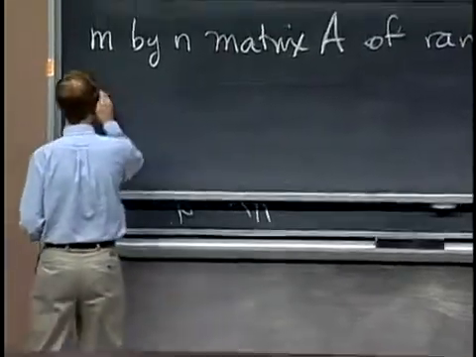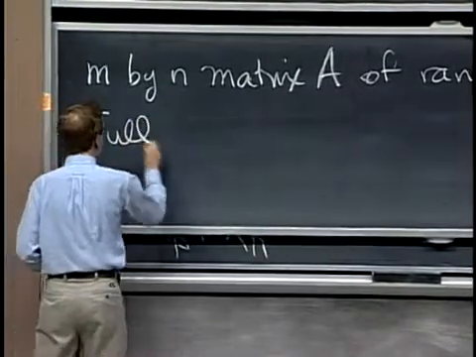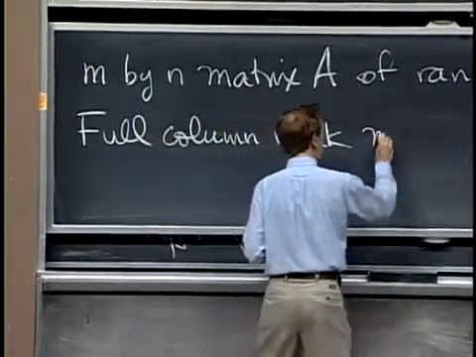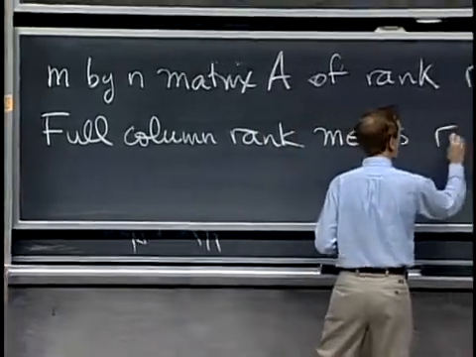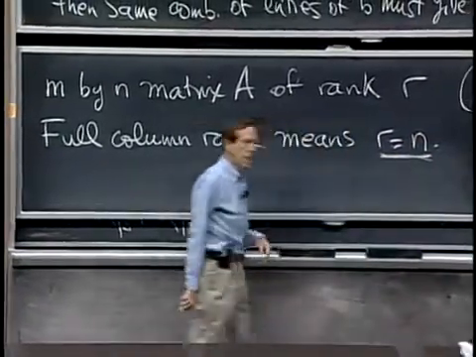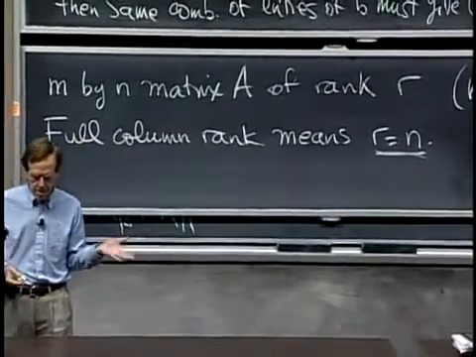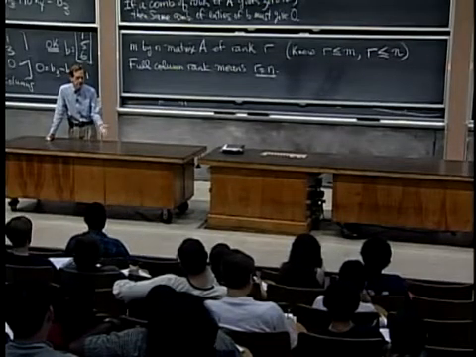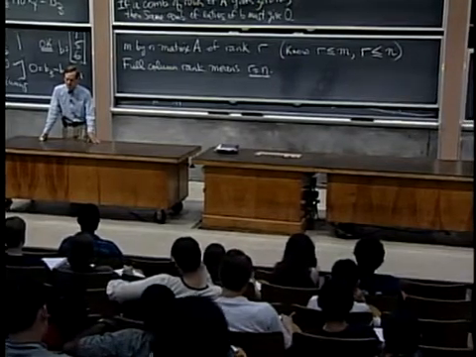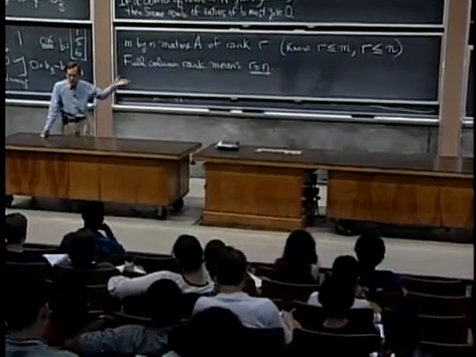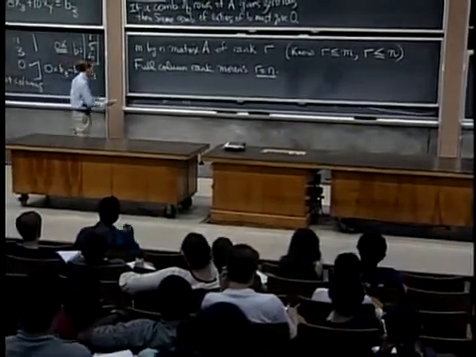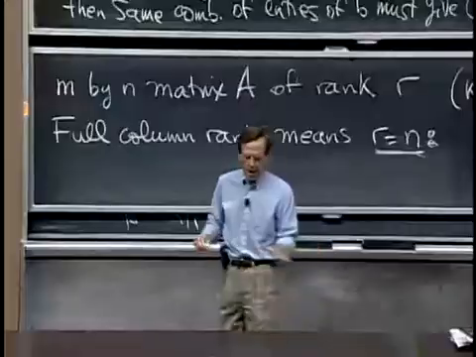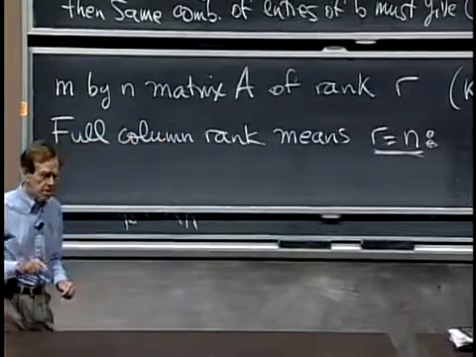So let me talk about the case of full column rank, and by that I mean R equal N. And I want to ask you, what does that imply about our solutions? What does that tell us about the null space? What does that tell us about the complete solution? Okay, so what does that mean? If the rank is N, what does that mean? That means there's a pivot in every column.